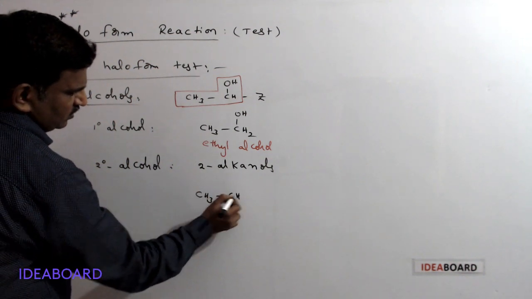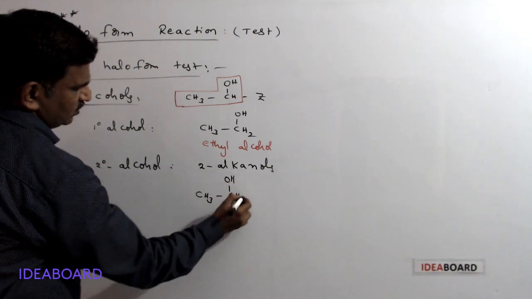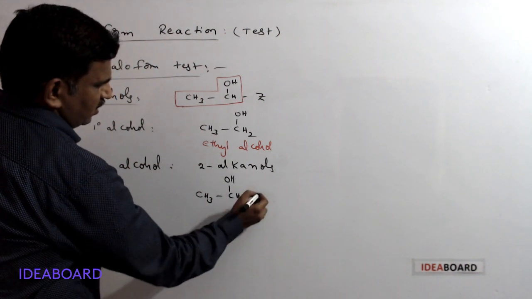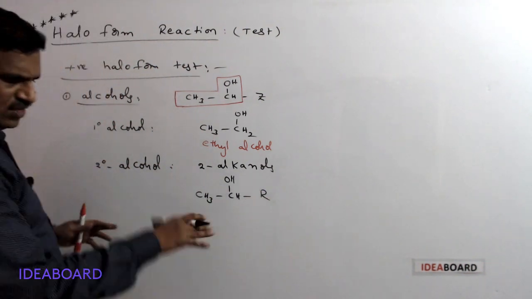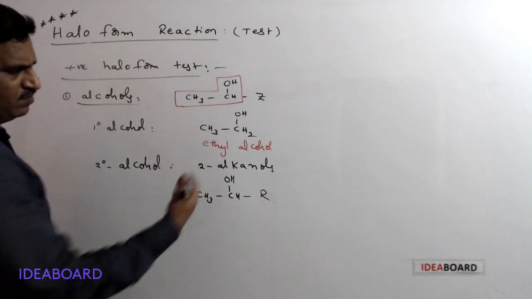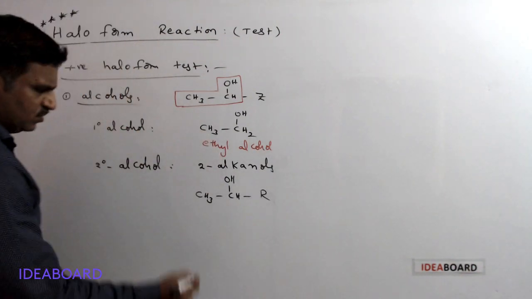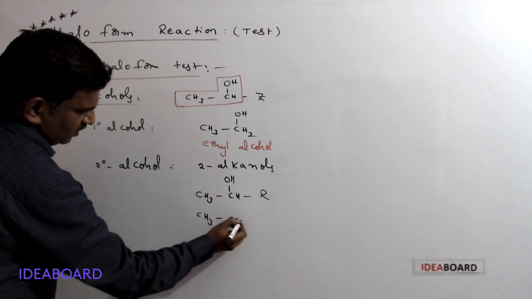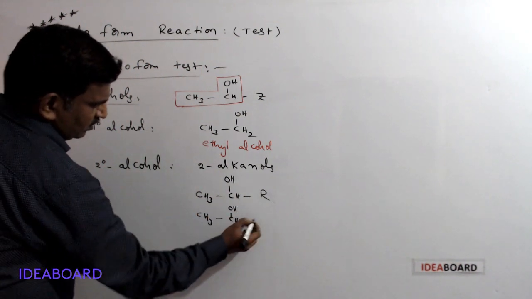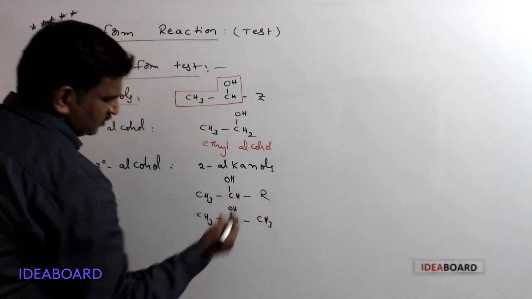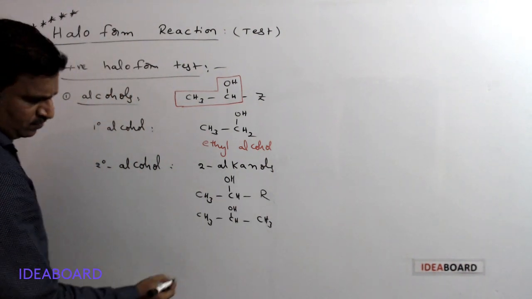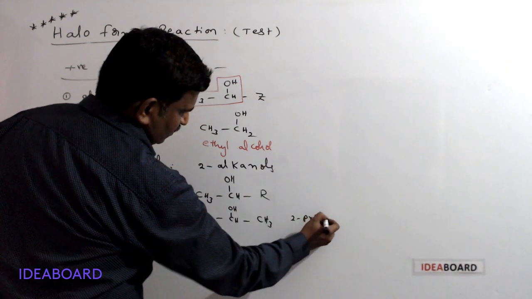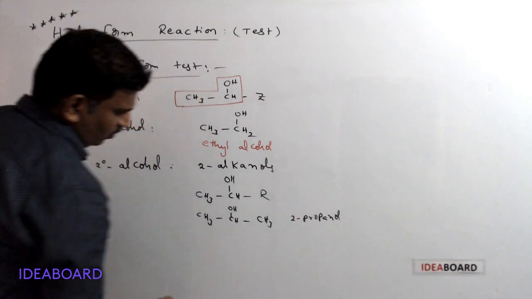CH3 CHOH and R group. Suppose I am writing directly R, whatever it may be. It may be a methyl group or an ethyl group. Suppose I am taking CH3 CHOH CH3. This is called 2-propanol. This compound is known as 2-propanol or propan-2-ol.